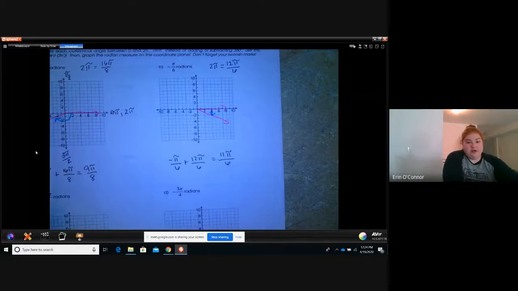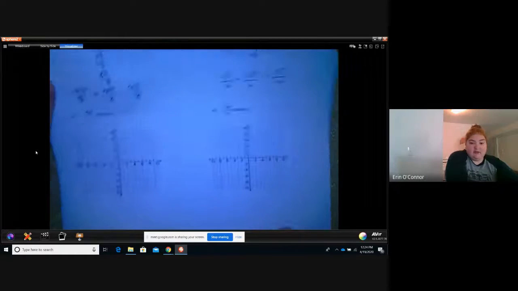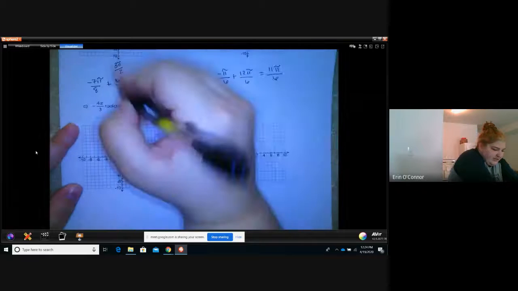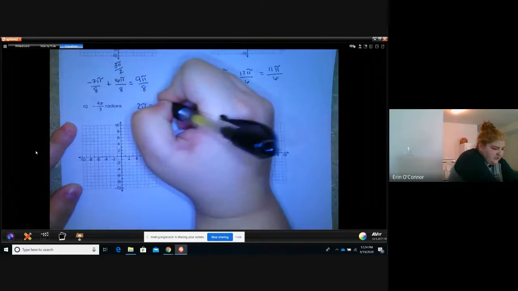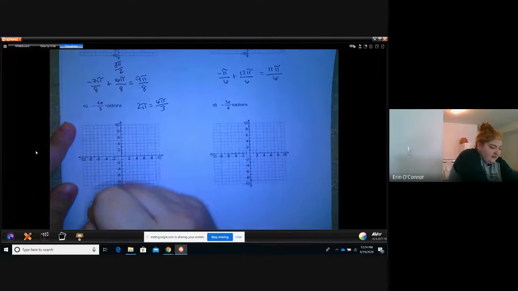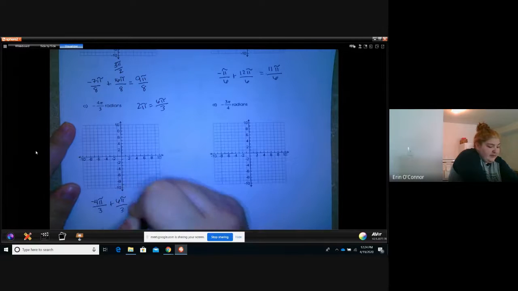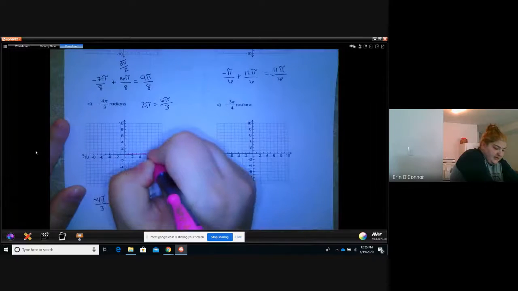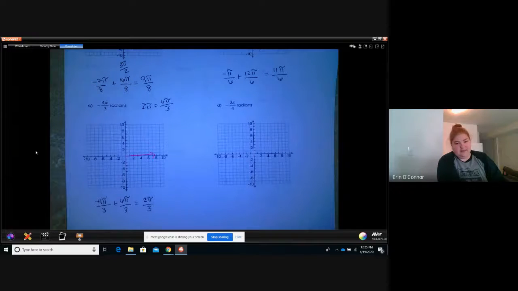Okay, 2 more. If this is something you really understand, you guys are more than welcome to pause this and try it yourself. So we're going to do negative 4 pi over 3. Let's do the coterminal angle for this real quick. 2 pi here is going to equal 6 pi over 3 because 6 divided by 3 is 2. So negative 4 pi over 3 plus 6 pi over 3 is going to give me 2 pi over 3. Let's put our initial side down.